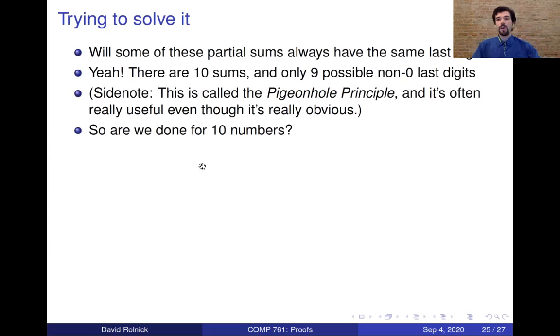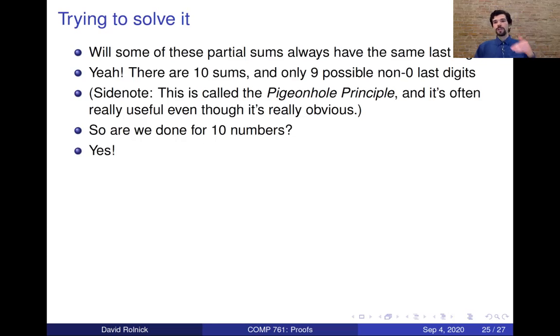We have 10 sums, 9 possible remainders, so 2 of those remainders have to have the same last digit. That means that we can take the intermediate numbers, sum them, and get something divisible by 10. So yeah, we're done for 10.